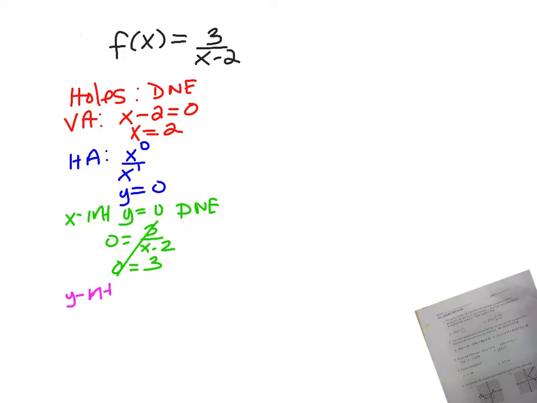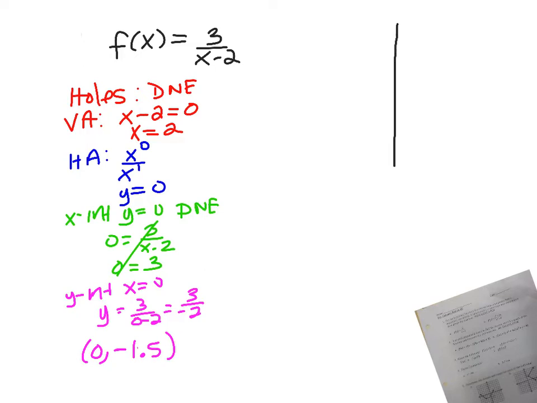Y-intercept. That's when x is equal to 0. So y equals 3 over 0 minus 2, which is 3 over negative 2. So it's 0, comma, negative 1.5. Right, 3 over 2 is 1.5. So negative 1.5. Okay, so now we can start graphing a little bit here. And I'll have to get my table of values still. All right, but I'm going to start graphing.